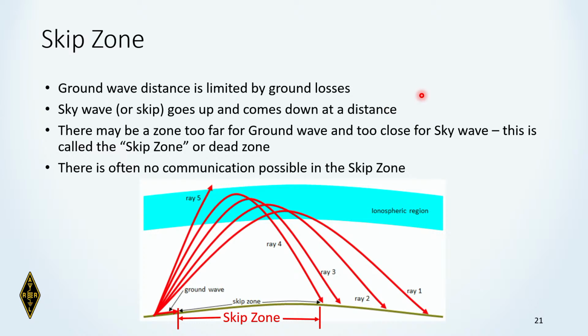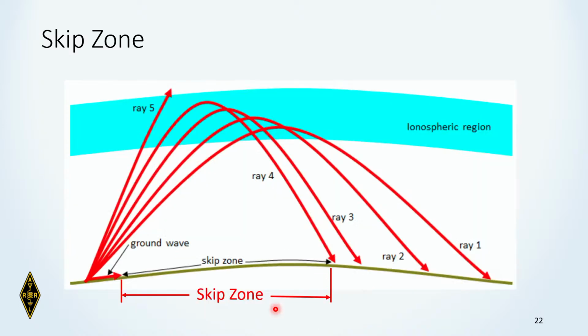So ground wave distance is limited by ground losses. Skywave, or skip, goes up and comes down at a distance. I realize some of this is a repeat of what we talked about, but repetition is one way to get it into long-term memory. There may be a zone too far for ground wave and too close for skywave. This is called the skip zone, just saying some of these things in different ways. And there's often no communication possible in the skip zone. Just a bigger picture of it.